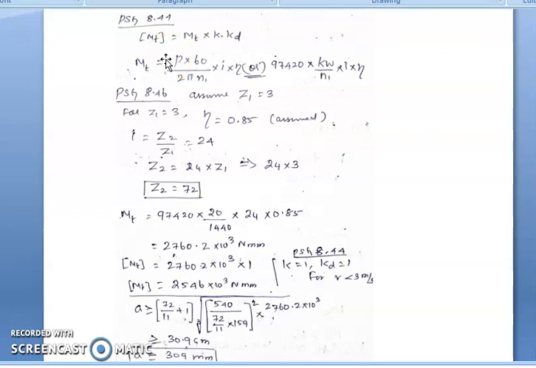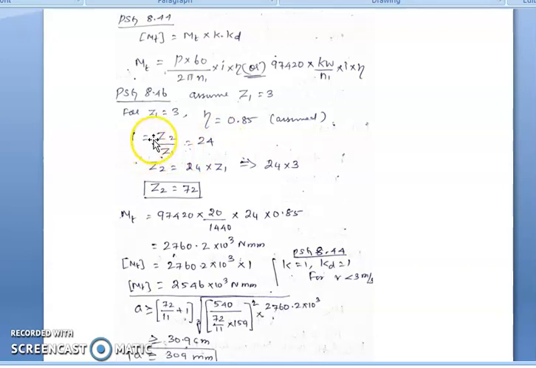One is speed ratio I, that is equal to the number of teeth on the worm wheel divided by the number of starts on the worm. Then there is another formula for determining the torque on the pinion, not a general formula, which is also available at page number 8.44. Then at page number 8.46, we assume Z1 equal to 3. So for Z1 equal to 3, and similarly eta, initially we assume 0.85.